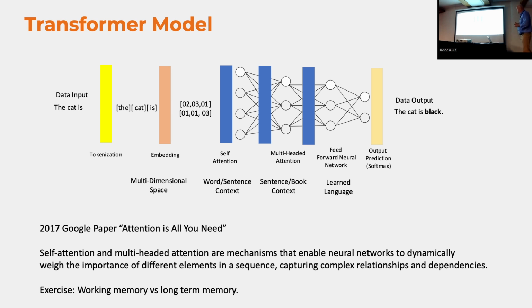One thing I don't know if I talked about yet. Well, yeah, I'll talk about it next. So "the cat is," based on the context, "black." That's what we come out with. It predicted the right word.